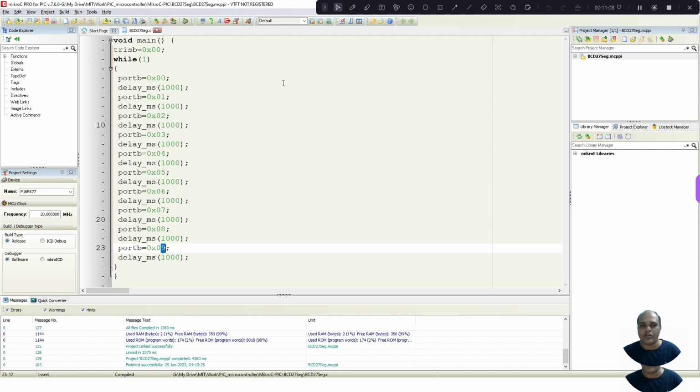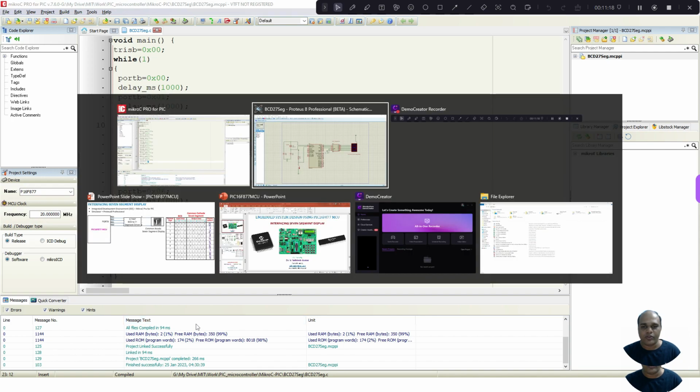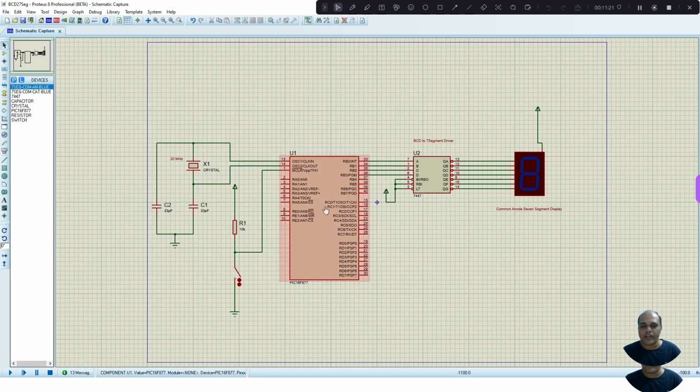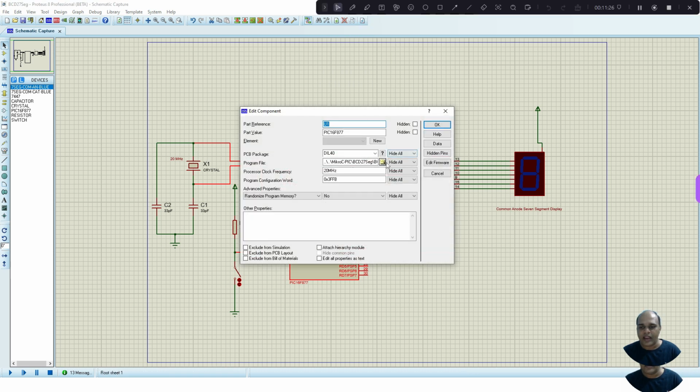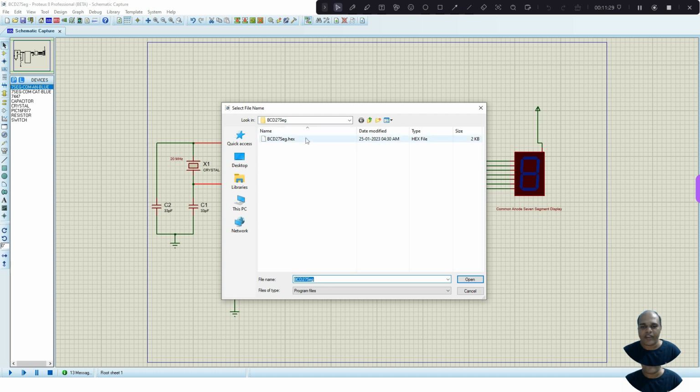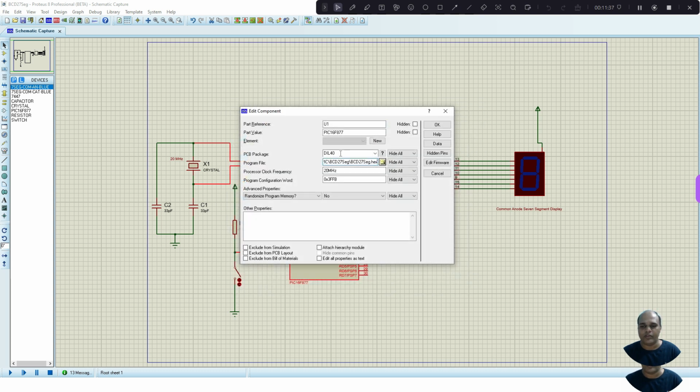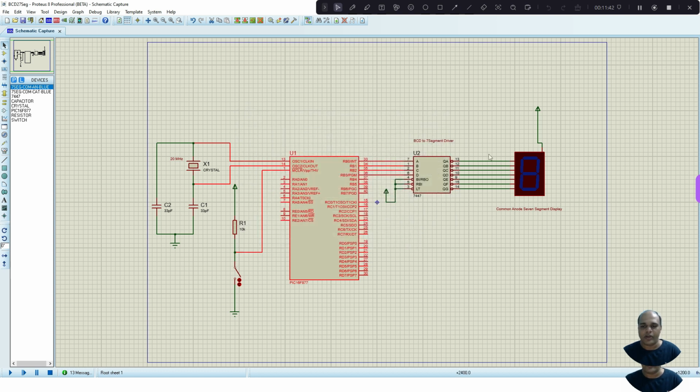Once we have written the code, we can compile it by just running a build operation. So the program gets compiled and a hex file will be generated. Now let us go to the Proteus environment and upload that file. So right click on it, edit properties, select the program file. The program file is bcd to 7 segment.hex. So the hexadecimal file we are going to import into the microcontroller, and we also set the clock frequency to be 20 megahertz. Press OK. So now we have imported the hexadecimal file to the microcontroller.